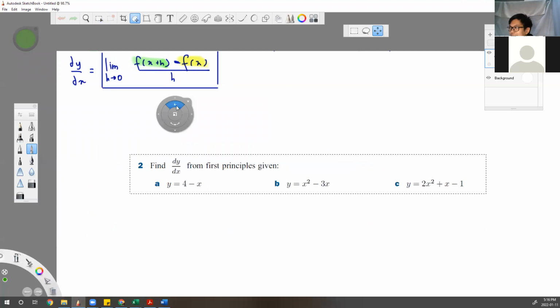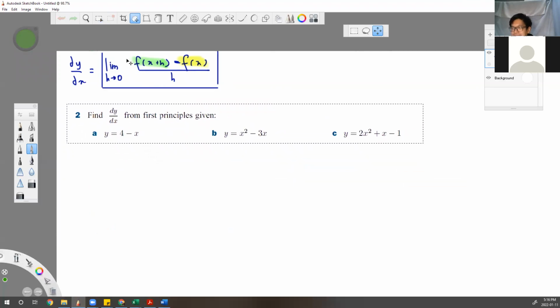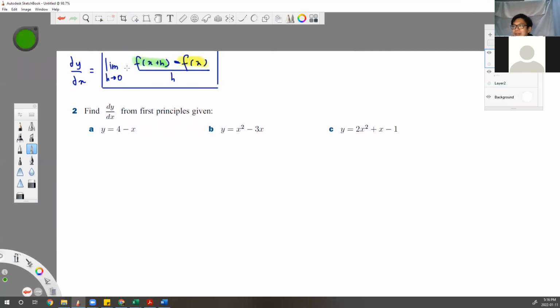Okay. Now, number 2, again and again, we use this formula on the top side. That's the first principle. So highlight. This is the green one. Green means f(x plus h) here. Oh, yellow. I mean, this is yellow, right? The first is always yellow. Remember why? What is y? y is always f(x). Remember, f(x) equals 4 minus x. What is f(x plus h)?